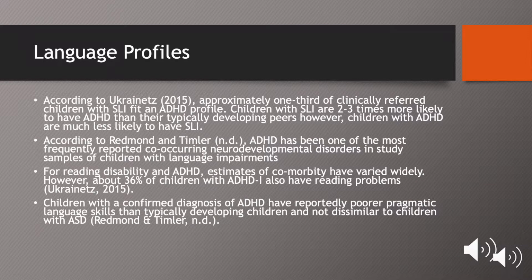These reading problems are related to either an ability achievement discrepancy or scoring below the 25th percentile. It was also noted that while girls with reading disability had more inattention behaviors, boys with reading disability had more hyperactive impulsive behaviors. Children with a confirmed diagnosis of ADHD have reportedly poorer pragmatic language skills than typically developing children. However, they are not dissimilar to children with autism spectrum disorder, or ASD.